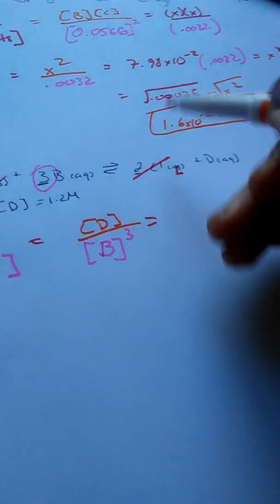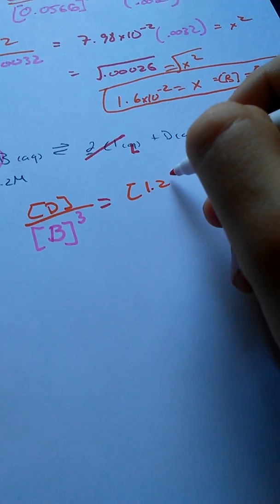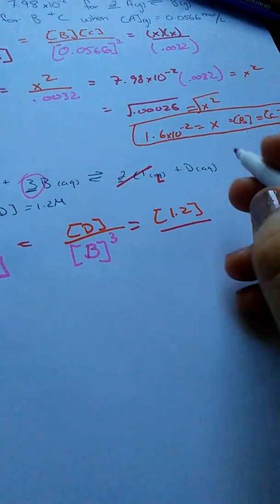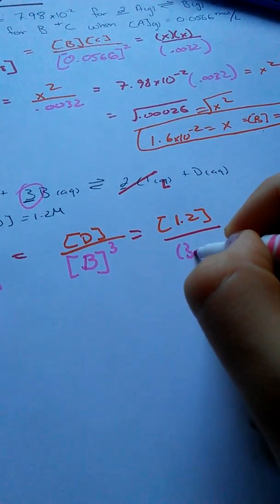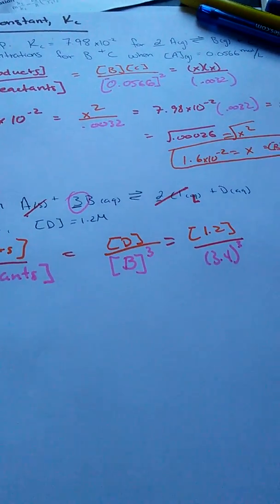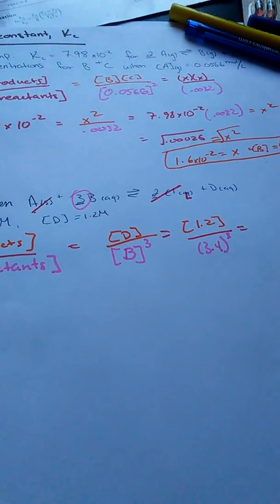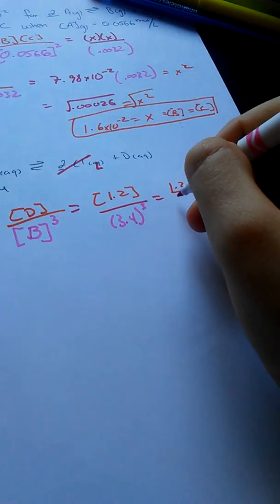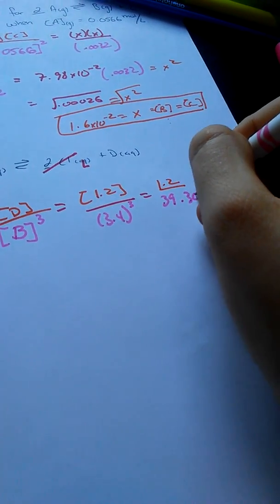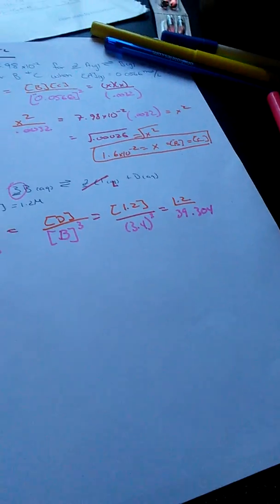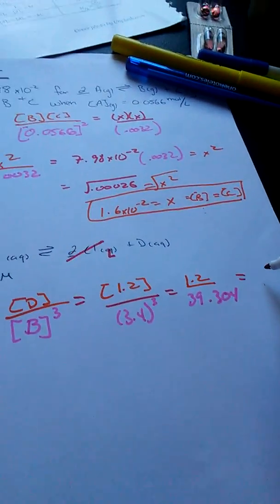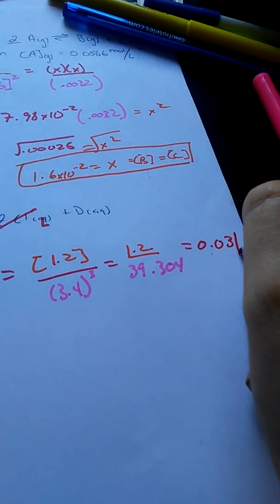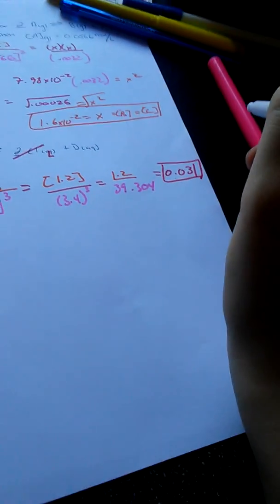So it's going to be for D, 1.2 over B. They give us 3.4. So we're just going to put 3.4, but cubed. So what does that give us? That gives us 1.2 over, when you multiply it, 39.304. And now all you simply do is divide it to get your Kc value, which is going to be 0.031. And that is our Kc value.